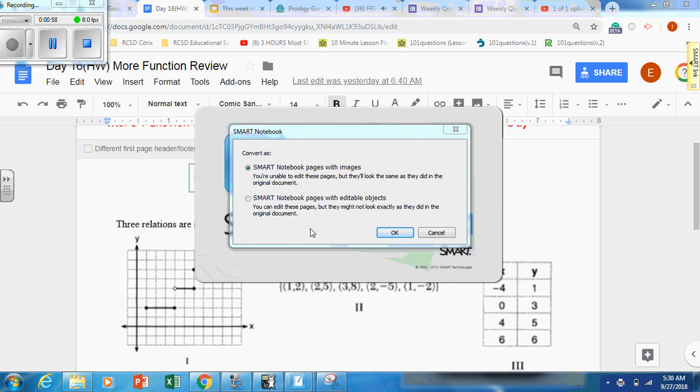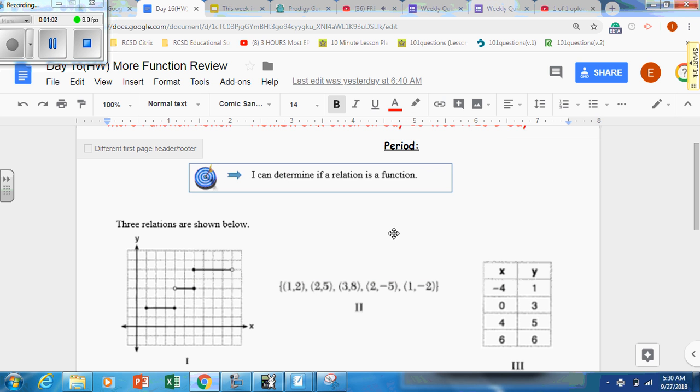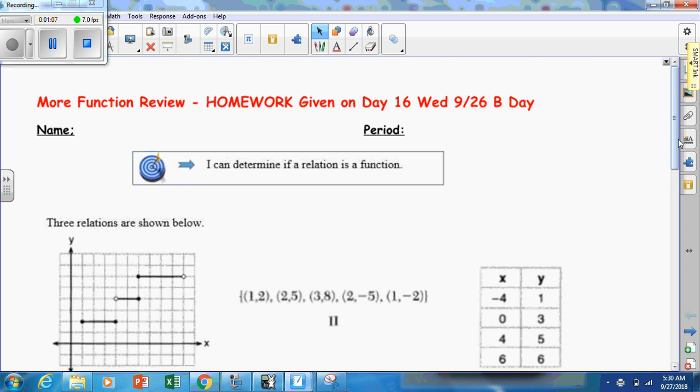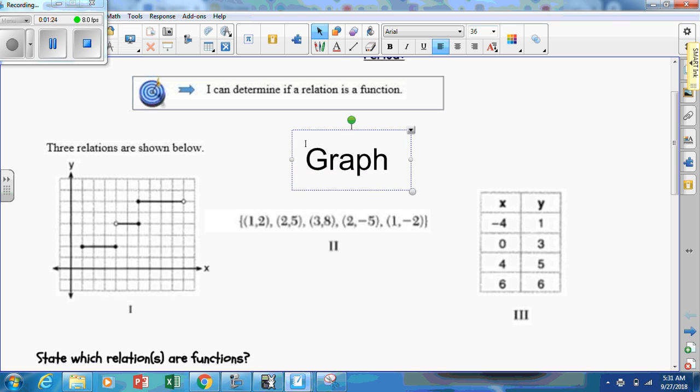Okay, so the first thing I need to do when I want to determine if something is a function, I've got to remember there are some rules to this. The first rule I've got to remember is when I'm dealing with a graph, I've got to use the vertical line test. That's what I've got to do when I'm dealing with graphs.